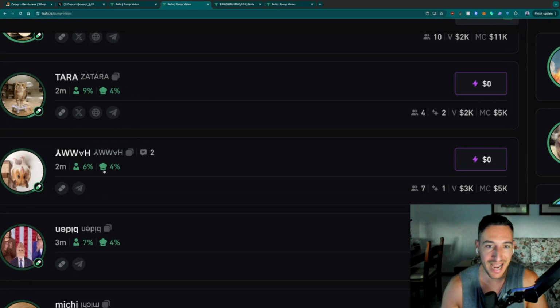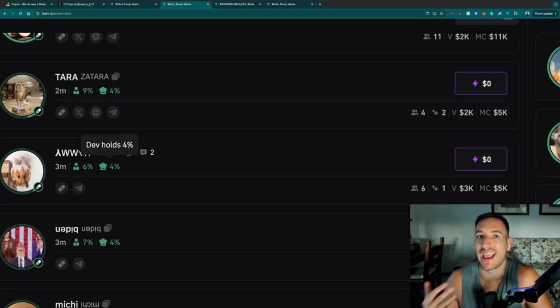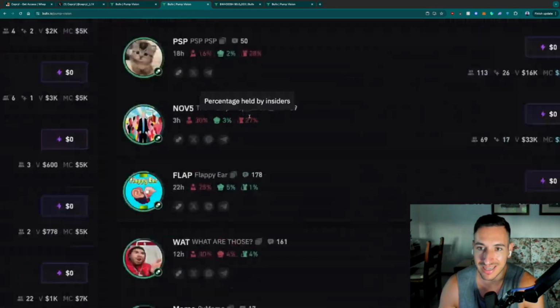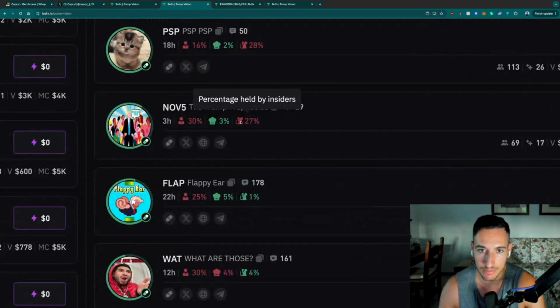But anyway, the chef hat symbolizes that the dev is cooking. If it's green, the dev holds a negligible amount, or an okay amount, let's call it. If the dev holds too much of the supply, so 6, 7, 8%, then it's going to turn red. This I've already talked about, the top 10 holdings. But the main one that I really wanted to discuss is the percentage held by insiders.